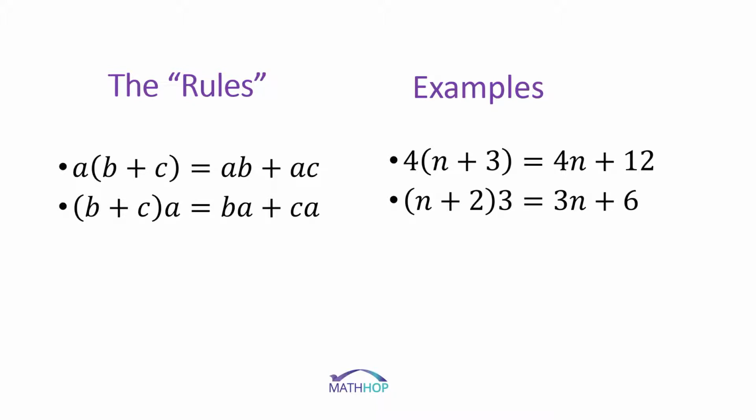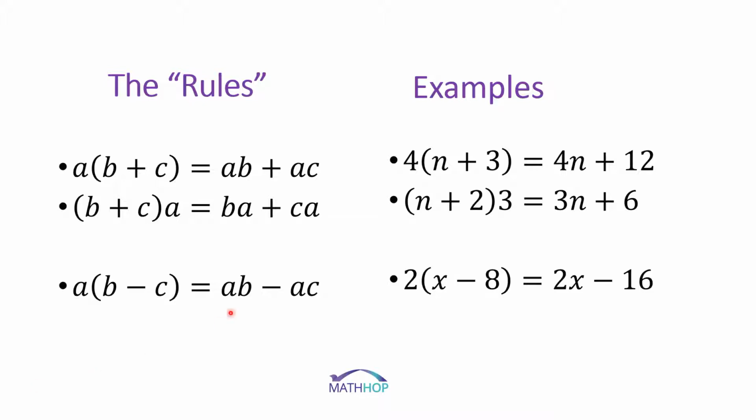Now let's look at distributing over subtraction. So if we have a times the quantity b minus c, you are going to take the difference of the products. Or you can think of this as a times b plus a times -c. Either way.